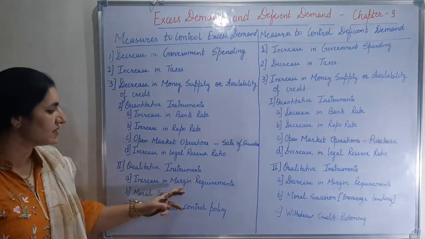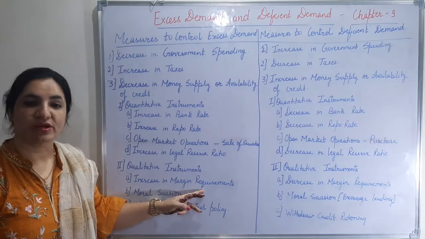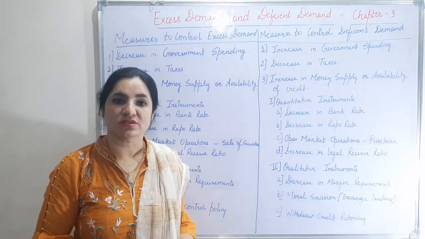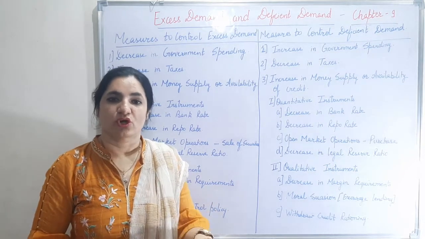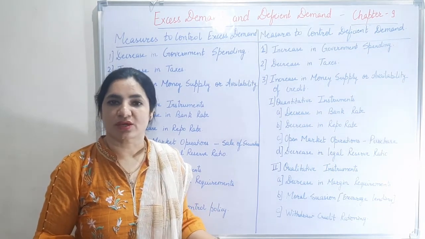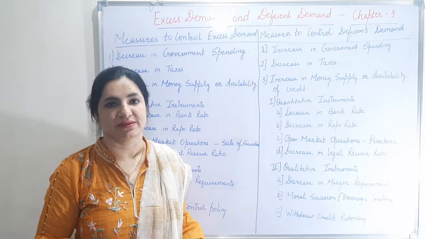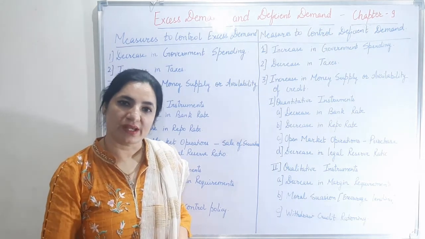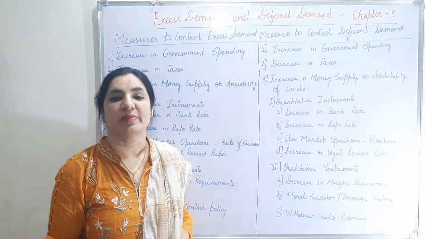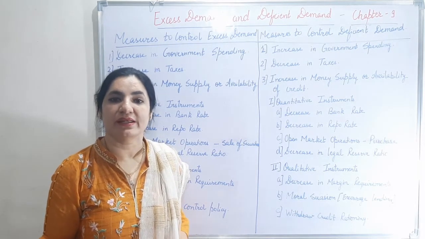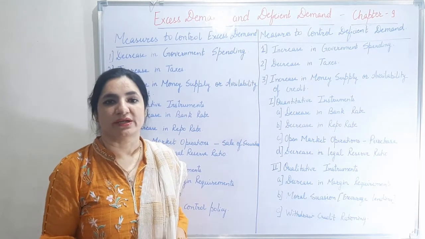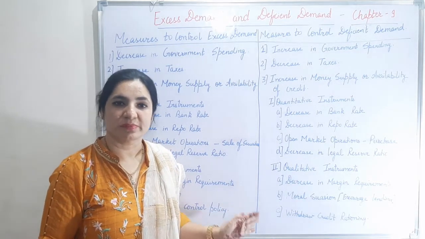So, an increase in margin requirement. If the margin requirement is increased, then people will take fewer loans on the security deposits or the collateral security they keep with the banks. By this, if the margin is increased, the amount to be lent will decrease. I am again repeating, I have explained this very clearly in my previous video related to the banking chapter, so kindly go through that video to make this concept clear.